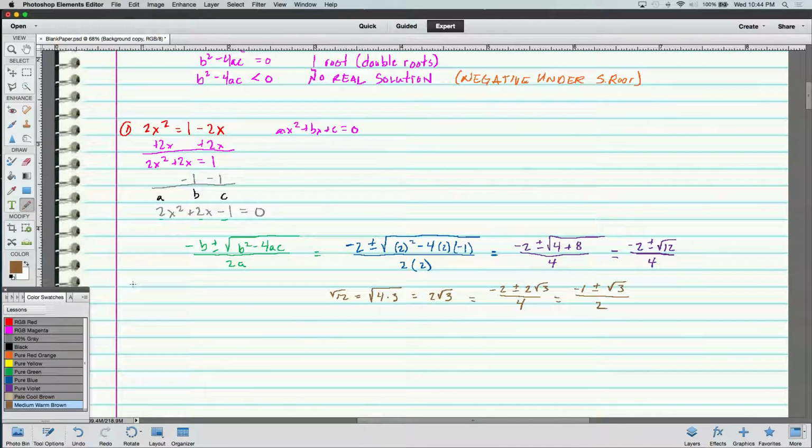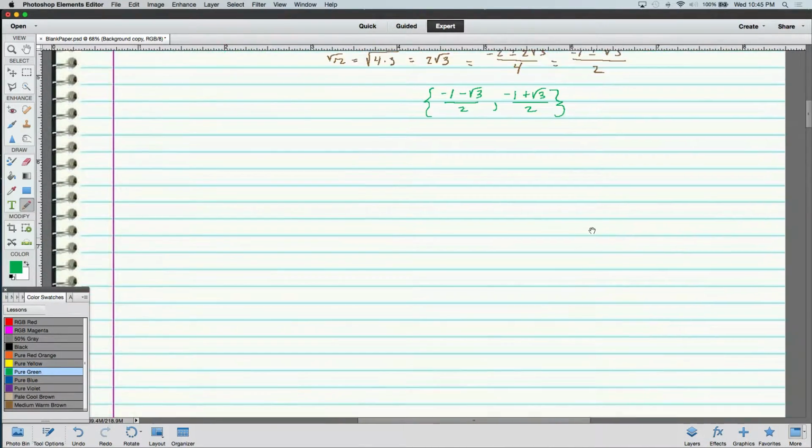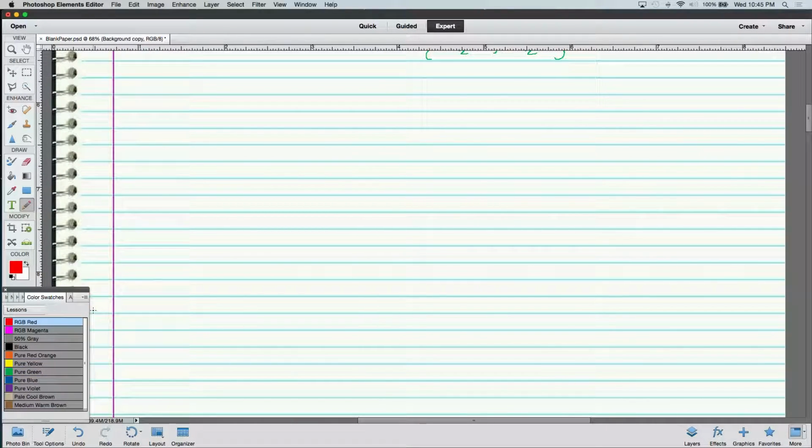And how do we write that as an actual solution set? Negative 1 minus root 3 over 2, and negative 1 plus root 3 divided by 2. And that is example number 1. Example number 2.